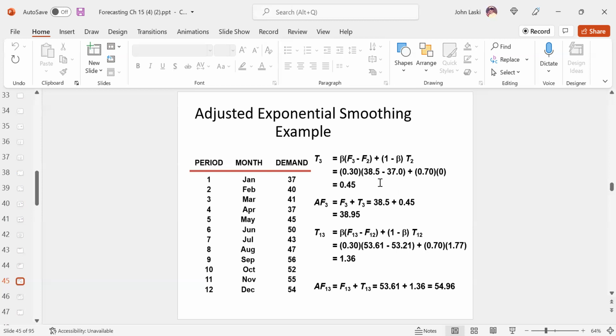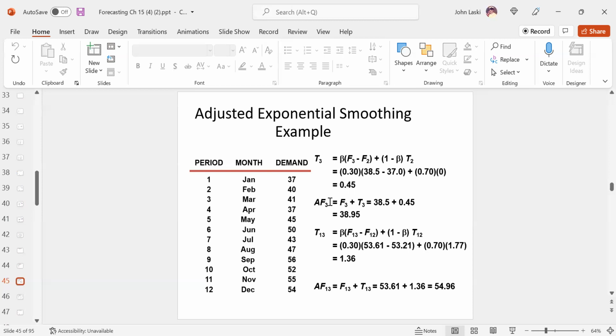Forecast at period 3, we said was 38.5. It's right off the list there. Forecast at period 2, we said was 37, because remember we were using the demand data twice, and all this stuff. Plus 70% times 0. Well, why 0? Again, think about the XY and think about the line we're trying to generate. So anyway, when we calculate T sub 3, it turns out to be 0.45.